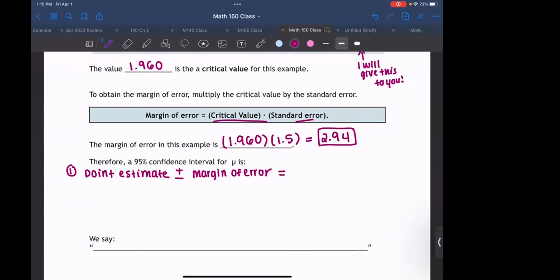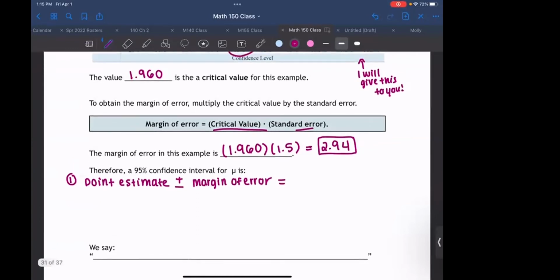What number is our point estimate in this example? Yeah, 67.3. That's the sample mean. I'm going to write plus or minus the margin of error, which is 2.94. So this is one way to write the confidence interval. It's saying 67.3 is in the middle, and I'm adding and subtracting this number.